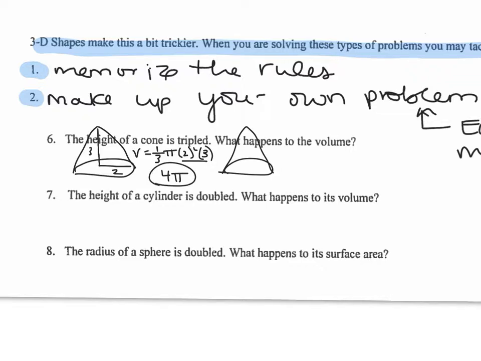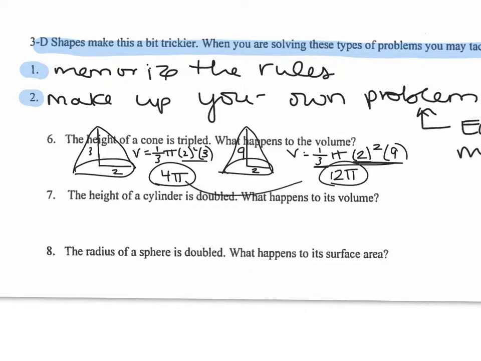So now it says the height of a cone is tripled. So my height is tripled, so 3 times 3 is 9. What about my radius? Did it say anything about my radius? Nope, so I keep it the same number I picked, 2. So now find the volume of that one. 1/3 pi, my radius is 2 squared, my height is 9. 2 squared is 4, 4 times 9 is 36. 1/3 of 36 is 12 pi.